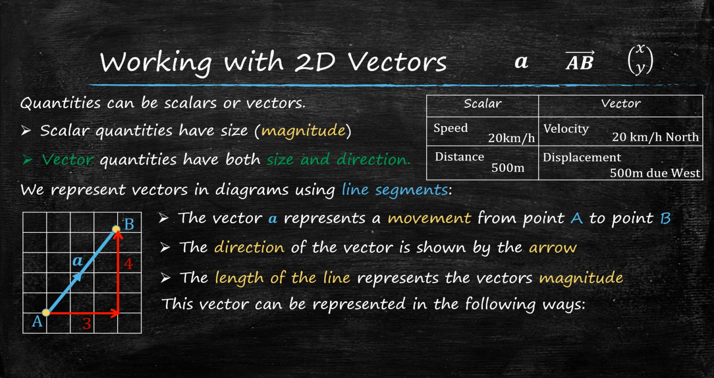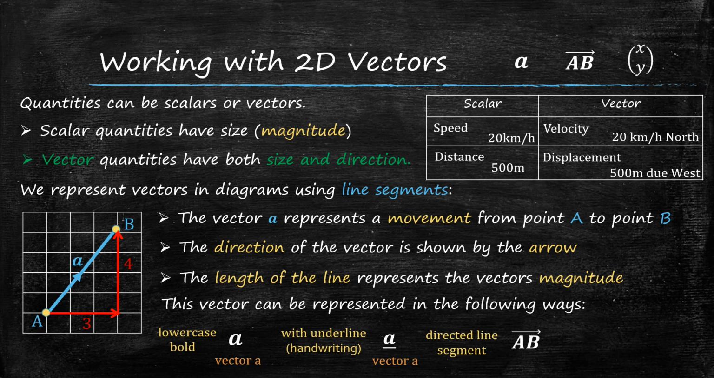Okay, so this vector can be represented in the following ways. We can represent it with the lowercase a, as shown on the diagram. It's lowercase and normally highlighted in bold, and we say vector a. We can also represent vector a with an underline. This is normally used in handwriting, and we will also say vector a. We can also show vectors as directed line segments, which this directed line segment AB shows, the movement from A to B. So the arrow represents the movement from A to B, and we would say this is vector AB.